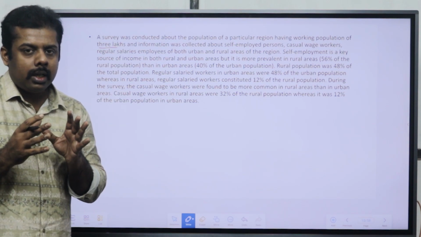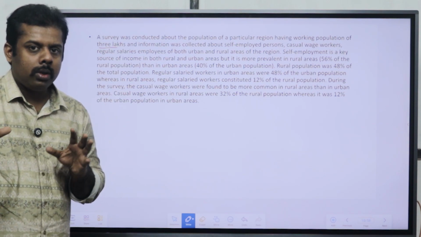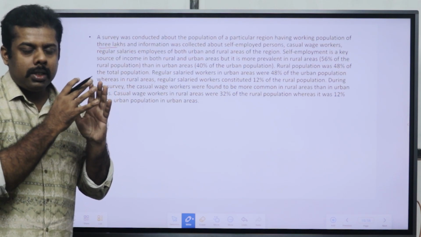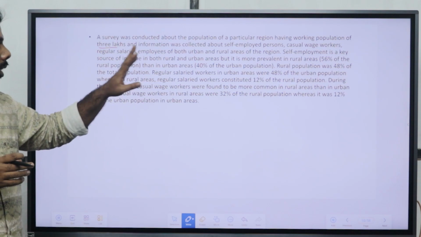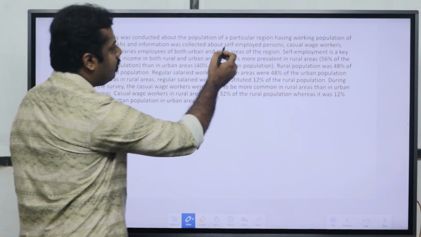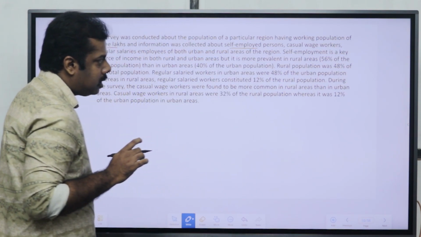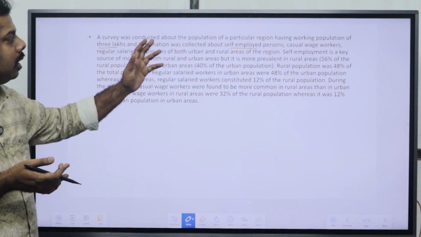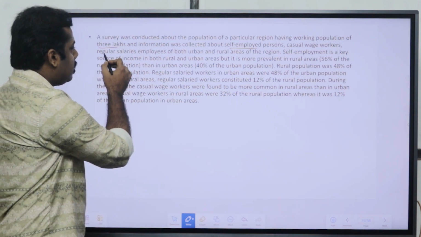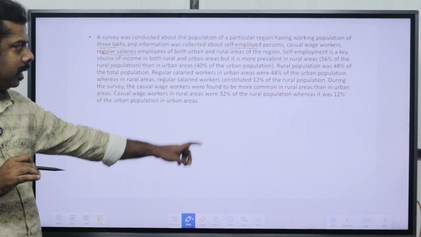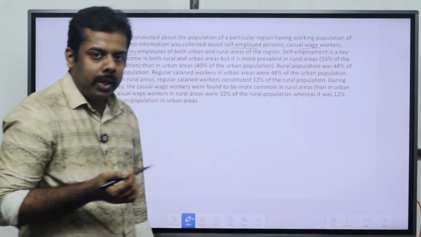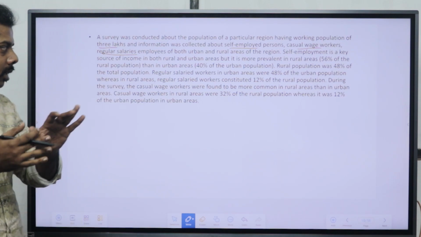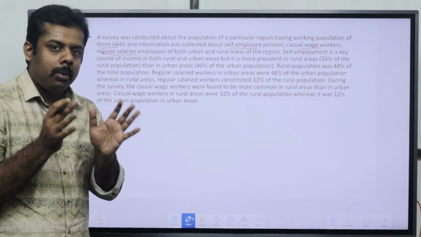What they have done is compare the two regions of the population, the urban and the rural, and within them there are some categories as well. We have self-employed persons, and how many there are in both regions. Then regular salaried employees, and then casual wage workers. So we can start by fixing this data into a tabular form.